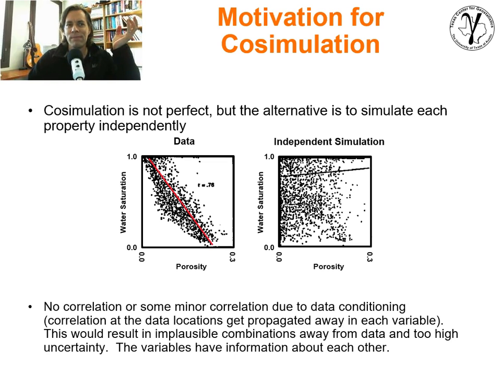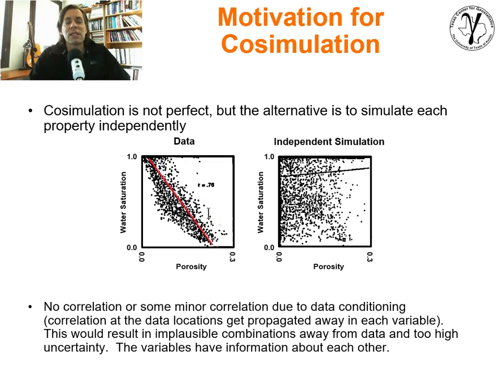Cosimulation is not perfect, but the alternative to cosimulation would be to simulate each property independently. So imagine we did that. Imagine we had porosity and water saturation, and the data looked like this, and the linear correlation coefficient was 0.76. Pretty good correlation coefficient, you can see, and that should in fact be a negative 0.76, right? It looks like a negative relationship.